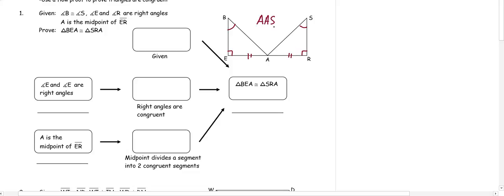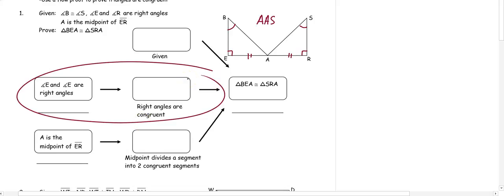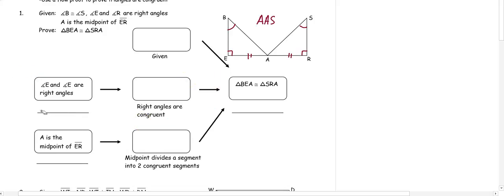If there's a statement that only has one thing and nothing can follow, it should have an arrow going to our end box. The more arrows and the more boxes, like over here, means that there are statements that build on each other to make a conclusion. In this case, angle B is congruent to angle S. We can't do anything else with it. It's given, and that helps us prove that the triangles are congruent.